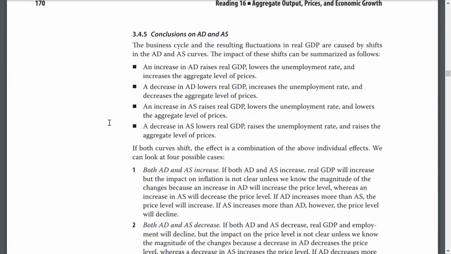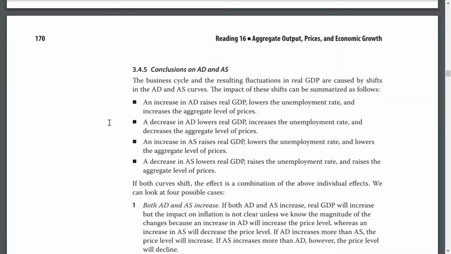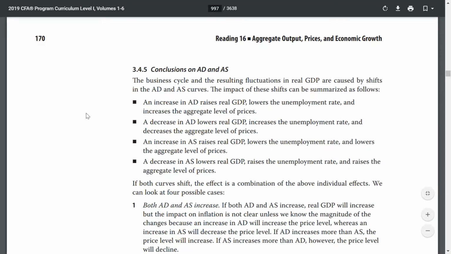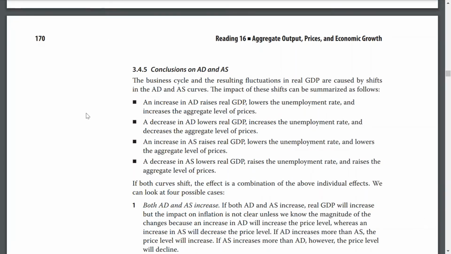Conclusions on AD and AS. The business cycle that results from fluctuations of GDP is caused by the shifts in the AD-AS curves. The impact of these shifts can be summarized as follows. An increase in AD raises the real GDP, lowers the unemployment level, and increases the aggregate level of prices. A decrease in aggregate demand lowers the real GDP, increases the unemployment rate, and decreases the aggregate level of prices.